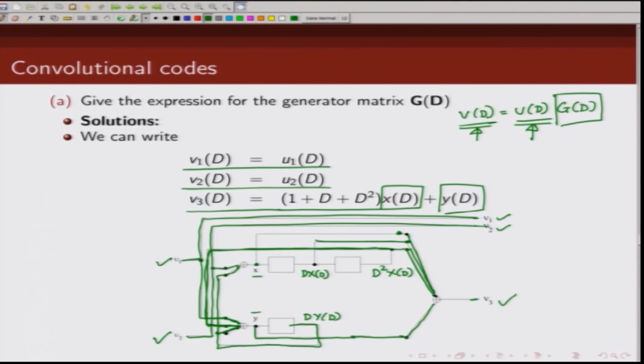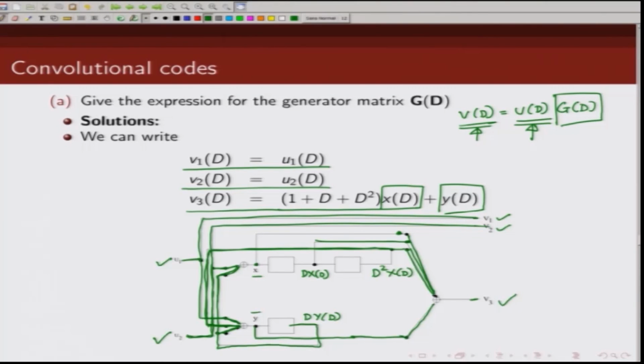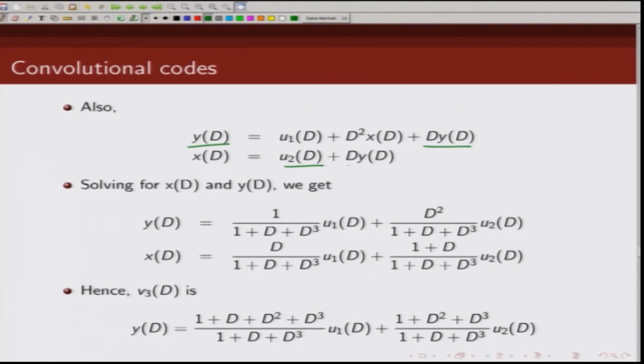of d. Similarly, x of d is, first one is this term which is u of d. So, this is u of d, and the second term is this term which is d times y of d, this one. Okay. So, now we have got equations of y of d and x of d in terms of u1d and u2d. So, let us bring y of d at one side and x of d at one side and write them in terms of u1d and u2d.